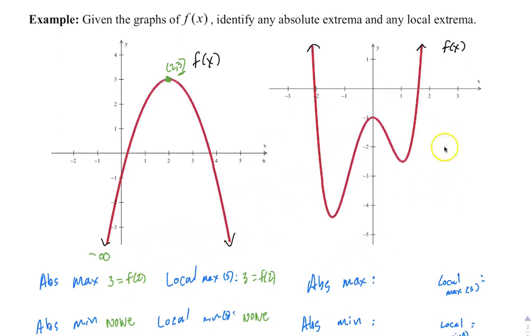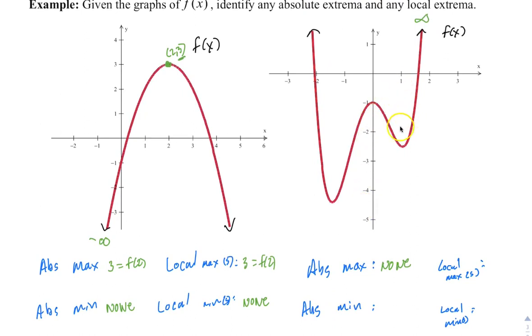Let's look at this one. It's a little different story here. Absolute max. The highest I see are arrows. So again, that's infinity. That's not a real number though, so none. There's no one number where we stop. It goes on forever. Absolute min, that changes. We want the lowest value. The lowest value is right here, let's say at -1 and -4.5. So my lowest value is -4.5. Remember the y value? So I get to say -4.5 equals f of -1.